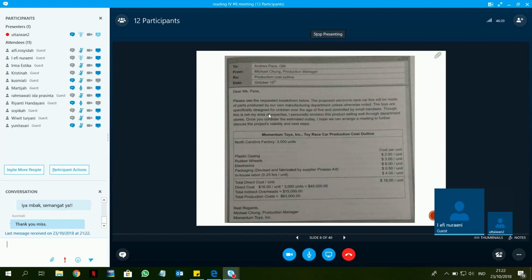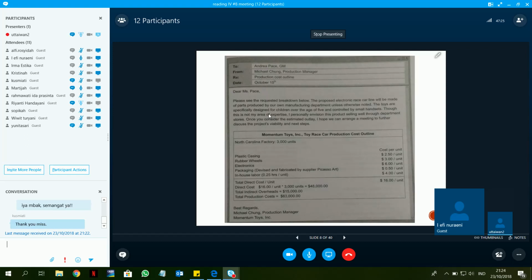Boleh. Silakan, Mbak. Dia Mrs. Pace. Request breakdown below. The proposed electronic race line will be part product by our own manufacturing department unless otherwise noted. The toys are specifically designed for children over the age of 5 and controlled by small handsets. True, this is not my area of expertise. I personally envision this product selling well through the month. Once you consider the estimate outlay, I hope we can arrange a meeting to further discuss the project viability and next step.